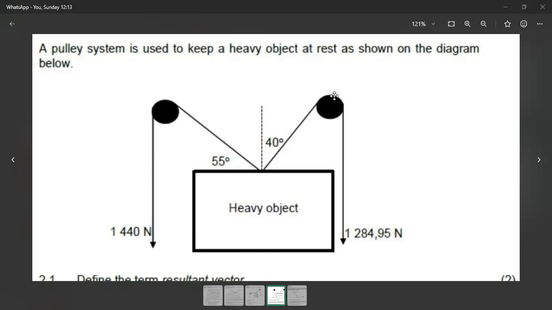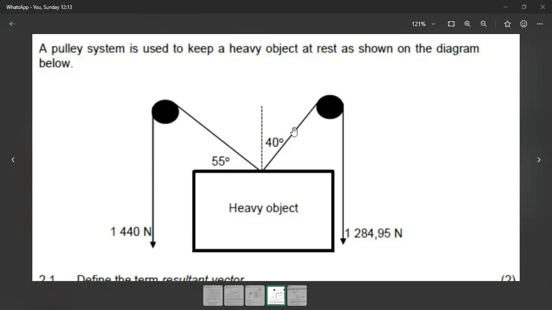Then the last force will be the gravitational force. Because this object is heavy, it means it has mass. So any object that has mass has weight, or the gravitational force, if you like.